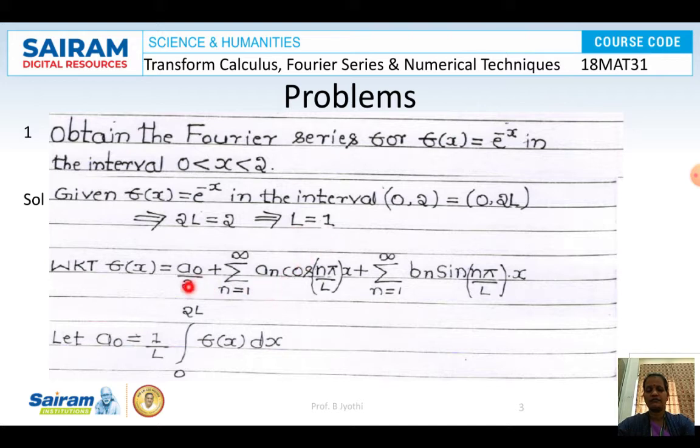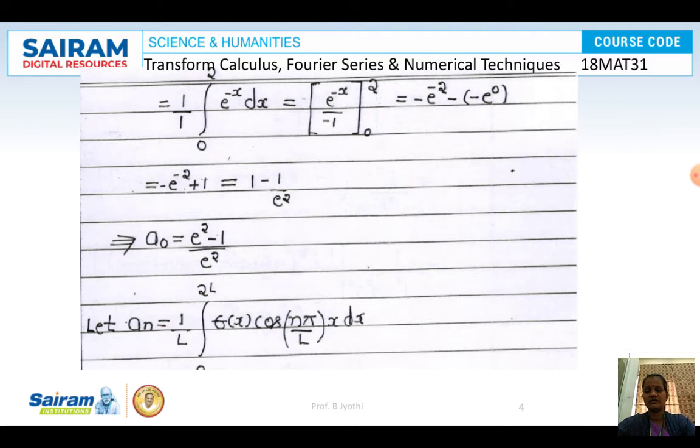And we know that f of x is equals to a0 by 2 plus sigma an cos n pi by L of x plus sigma bn sin n pi by L of x. And a0 is given by 1 by L into integral 0 to 2L f of x dx. Where L value is 1, so let us substitute. It is equals to 1 by 1 integral 0 to 2 e power minus x into dx.